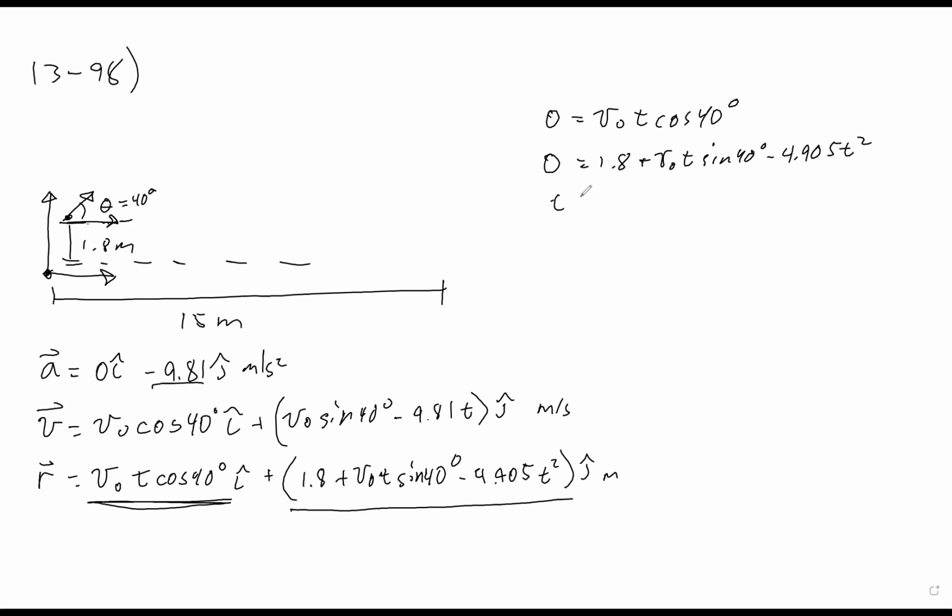Or the TI Nspire. So t is equal to 1.713 seconds, and v naught is equal to 11.43 meters per second. So we just found the initial velocity and we happen to find the time, but that wasn't really one of the things they explicitly stated. However, it was necessary in order to find the initial velocity.